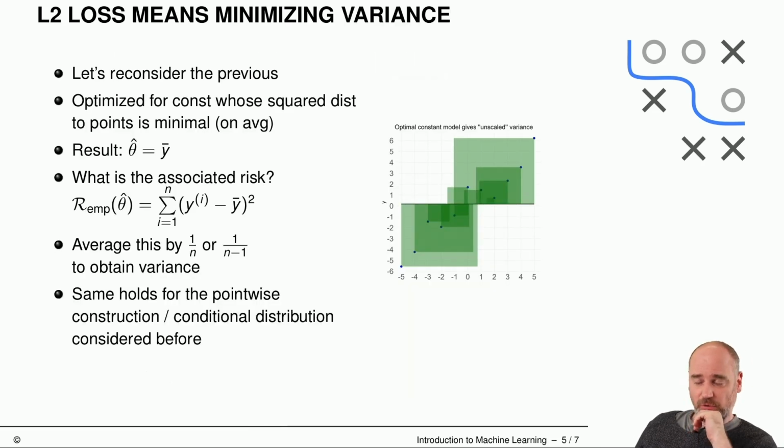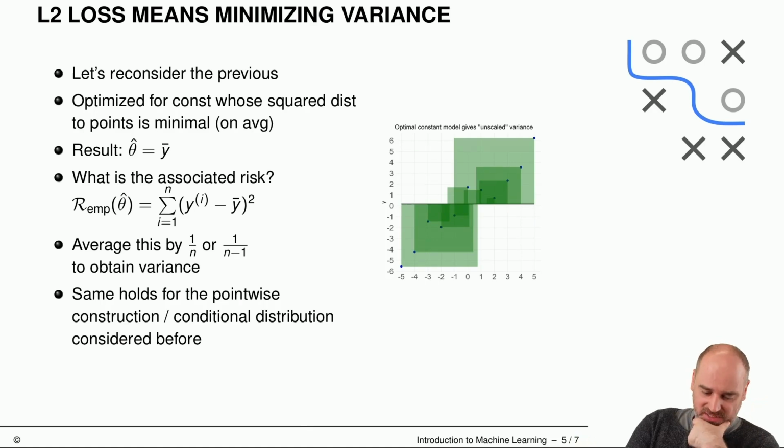Here's another different way of looking at things. It's actually even easier to figure out. So let's just reconsider what we did before. We optimized for a certain constant, conditional, unconditional, who cares, whose square distance to all points in a certain set, defining this here empirically, can do this theoretically with the same result, is minimal. So optimizing for a value whose square distance to points in a set is minimal on average, in sum. Doesn't matter.